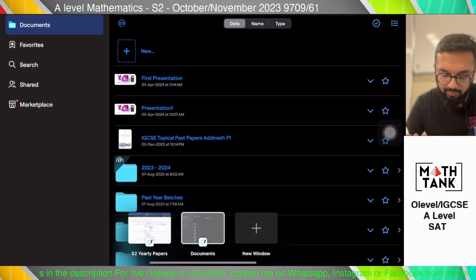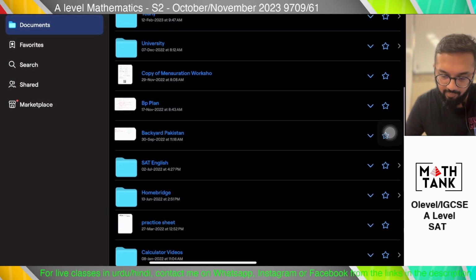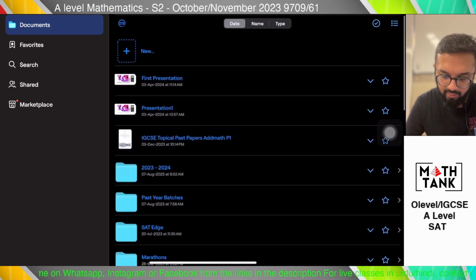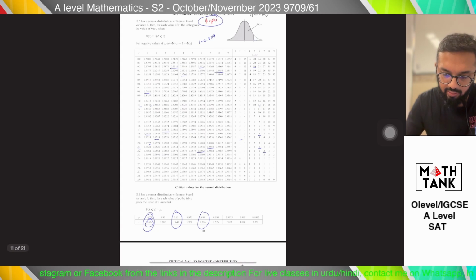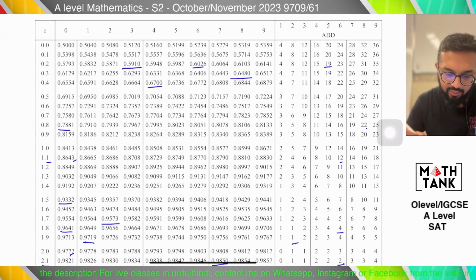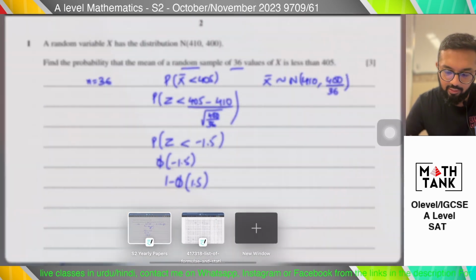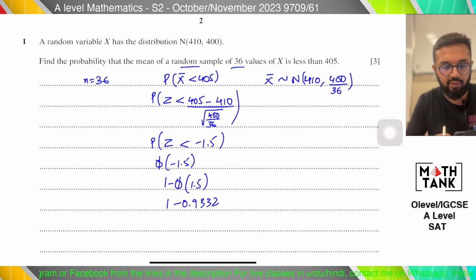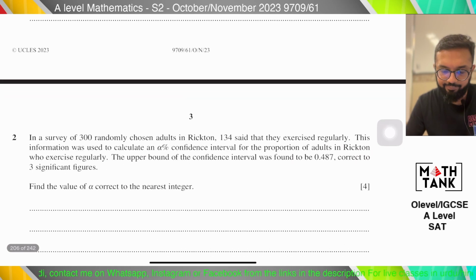Okay, let's open up our formula sheet. Should be here. I will need the normal distribution table repeatedly. So 1.5 gives me 0.9332. Okay, so I can do 1 minus 0.9332, which is 0.0668. It's the first easy question.